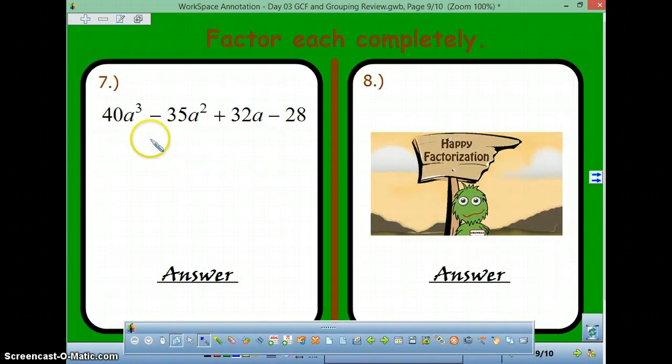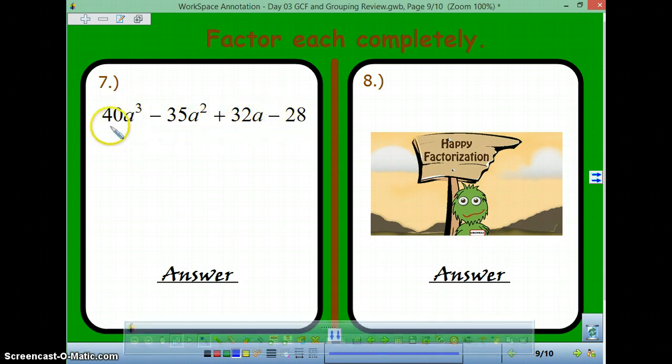This type of problem has 4 terms, which makes us think right away that maybe I need to factor by grouping. I look at every single term first, because the first step is always to ask, is there a GCF? There isn't a single number that goes into 40, 35, 32, and 28, so there's no GCF. We'll just go straight to factoring by grouping. 4 terms, that means I make a box.